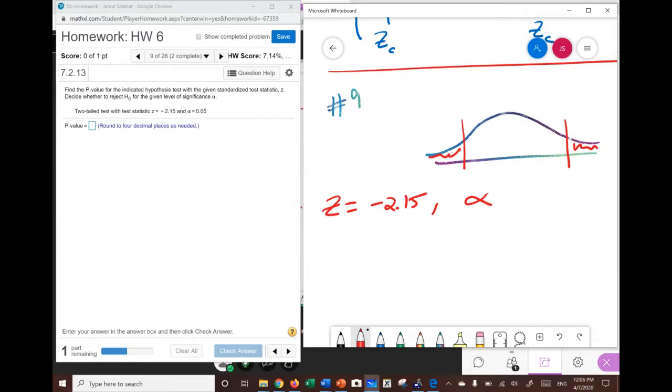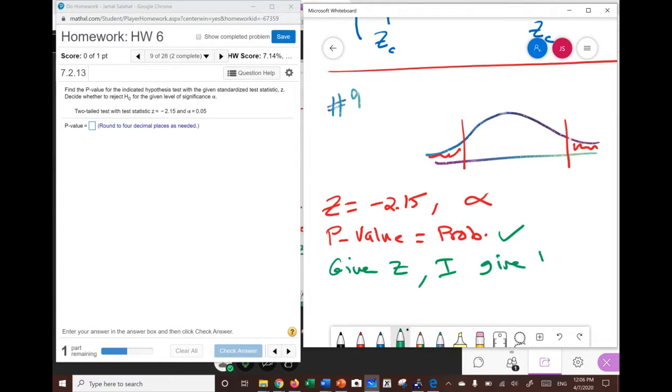So the first thing we need to do is, if the z is given, which is negative 2.15, we can find the p-value from z. Notice that the p-value is a probability. And we learned in the previous chapter that if you give me a z, I can give you a probability. In this case, the probability will be the p-value.